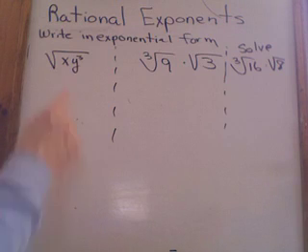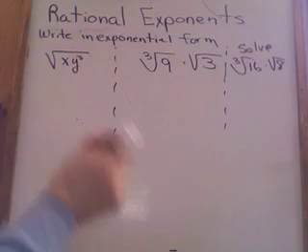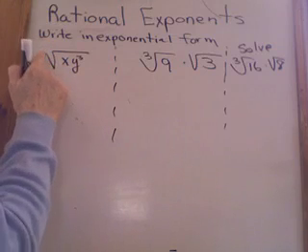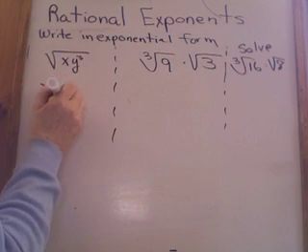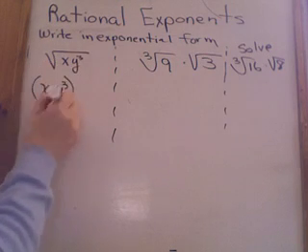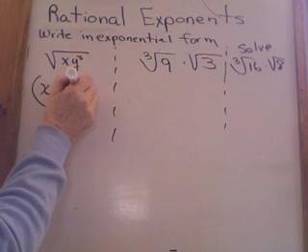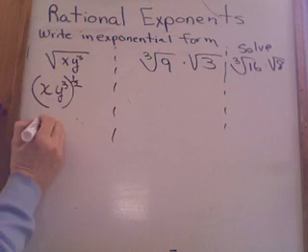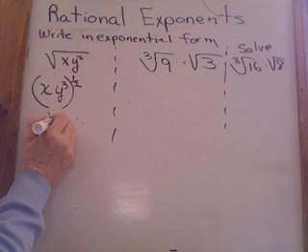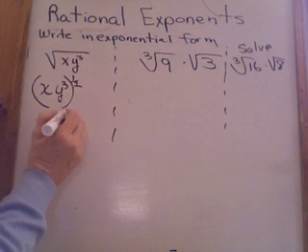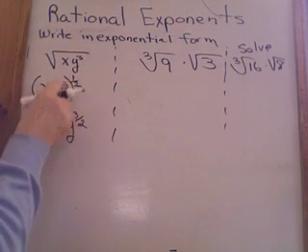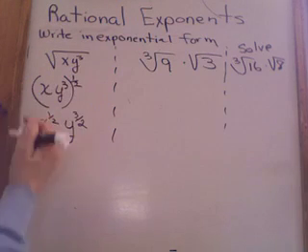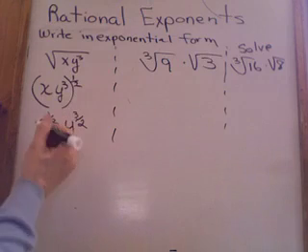Okay, a few more examples here. Write in exponential form. What exponent would I use for this root here? So I have x, y to the 3rd to the 1/2. So this becomes x to the 1/2, y to the 3/2. Once I have this to a power, I carry it to both of those, right?